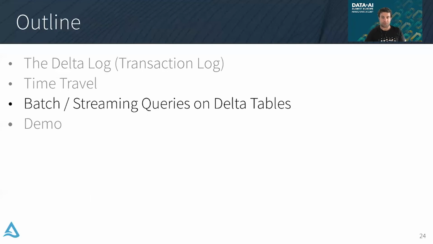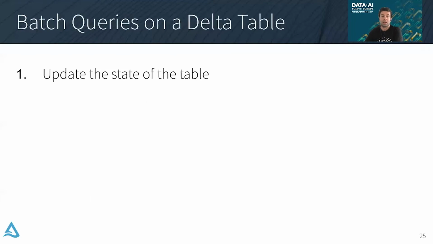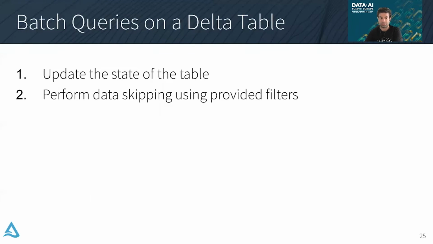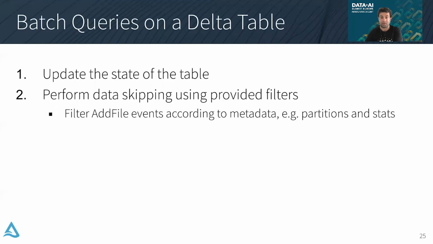So how do batch and streaming queries work on Delta tables? Well, batch queries are easy. First of all, we update the state of your table, like we showed before. We perform the data skipping, given your filters. And we filter the add file events in our transaction log according to the metadata, for example, the partitions and stats. And then given our reduced set of files, we call it the read set, you can execute your query based on those files.